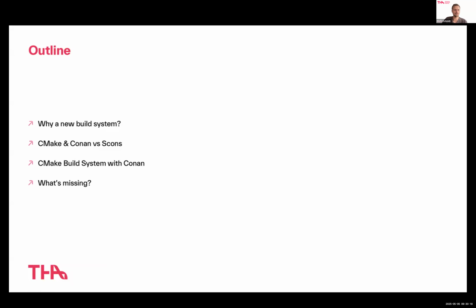And I'm gonna touch on some topics, for example, why a new build system, what I needed it for, why CMake and Conan might be a little bit better than SCons and what the advantages or disadvantages are, how the CMake build system works in general, and what is currently missing when you compare the CMake build system to SCons, the old build system. So in case you want to switch to it or want to experiment with it, you know what to expect and what not to expect.